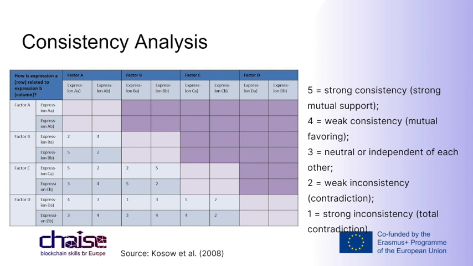For each combination, the consistency is assessed and rated on a scale of 5. 5 is strong consistency, strong mutual support. 4, weak consistency, mutual favoring. 3, neutral or independent of each other. 2, weak inconsistency, contradiction. And 1, strong inconsistency, total contradiction. The matching factors are then used to create different scenarios.